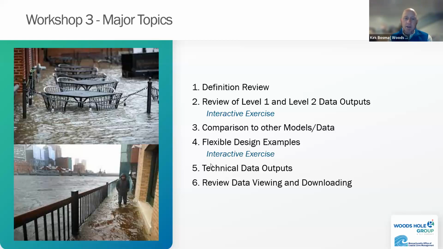Then we'll get into some comparisons to other models. We covered that a little bit last time. We'll expand that a little further to some of the technical stuff that's out there. And then I'm going to give a couple of flexible design examples and get into those technical data outputs. And then we'll wrap it up by going over again where you can look at this stuff and where you can download these data.